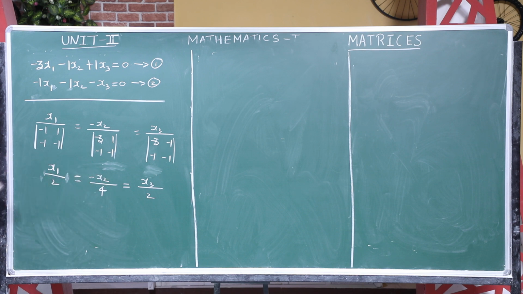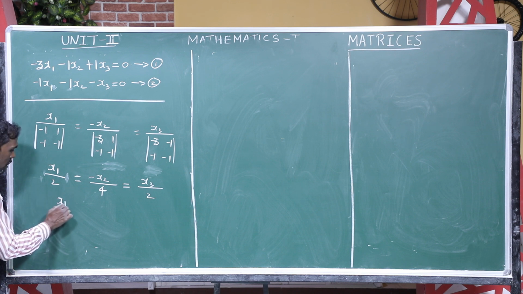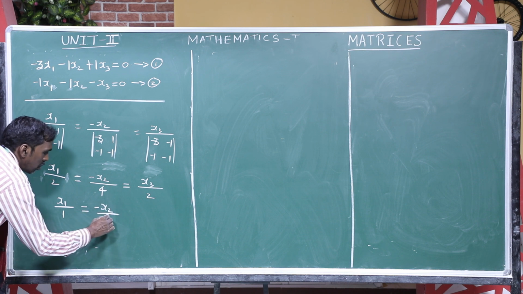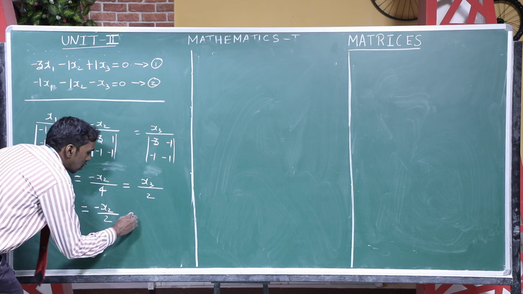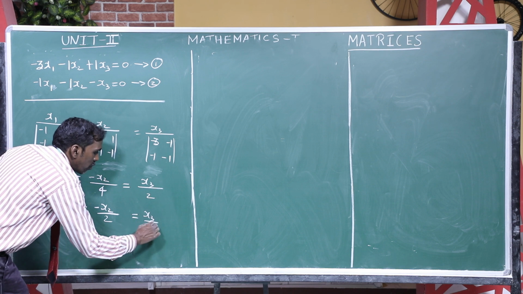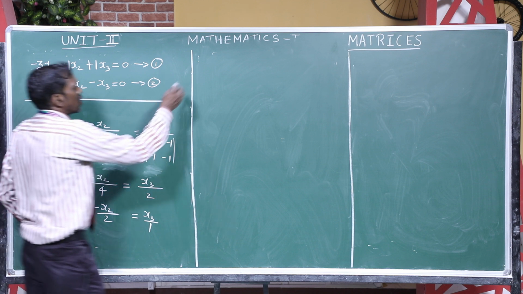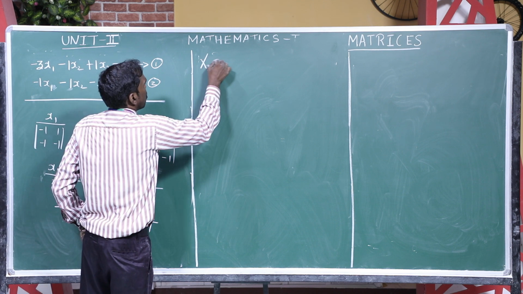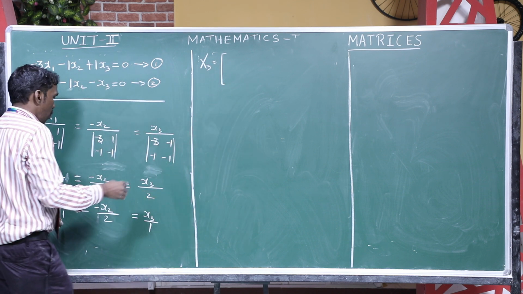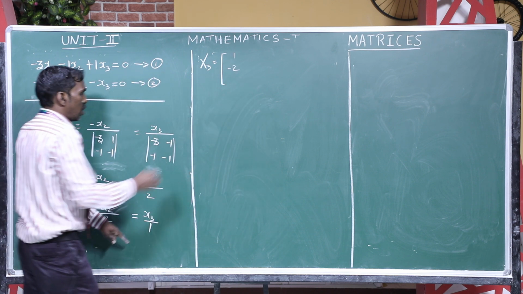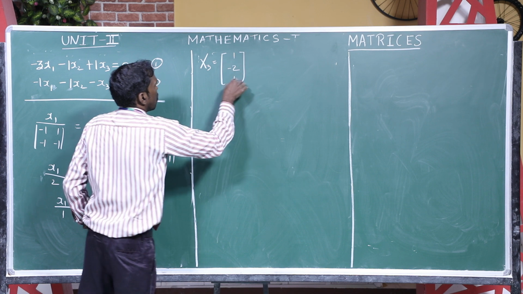So I can divide by 2. If we divide by 2 now, what value do we get here? x1 by 1, minus x2 by 2, then x3 by 1. So this gives the vectors. What are the vectors here now? So what is the x2 vector? Here the x2 vector will be 1, minus 2, plus 1. So this is the x2 vector.